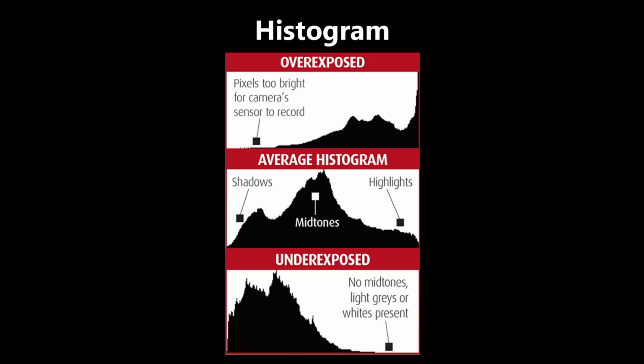You may have noticed a histogram on the back of your camera that looks like the one on the screen now. See your manual for details of how to display yours if you're not sure. A histogram is a graph of tones from black on the left to white on the right. Everything in between are midtones.